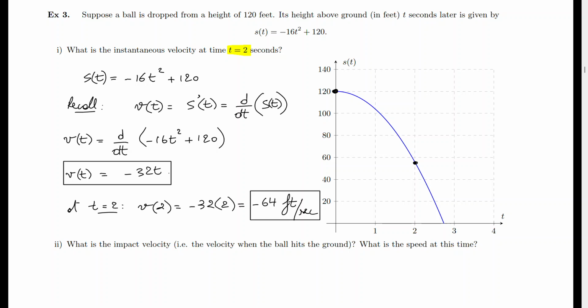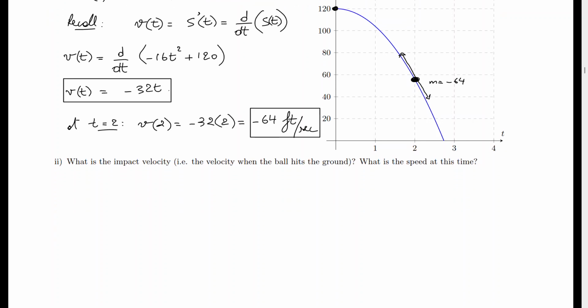So in other terms, if I want to know the slope of the tangent line at that location, that tangent line has slope which is negative 64. So negative tells me the line is pointing down, and at this location, the height of the ball is around, let's say, 55 feet.